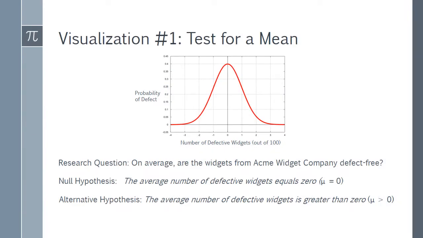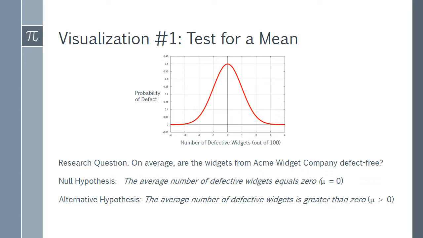So here in visualization number 1, we have an example of a test for a mean. Along the y-axis, you have the probability of a defect, and then of course along the x-axis, you have the number of defects out of 100. So the research question here is, on average, are the widgets from Acme Widget Company defect-free?